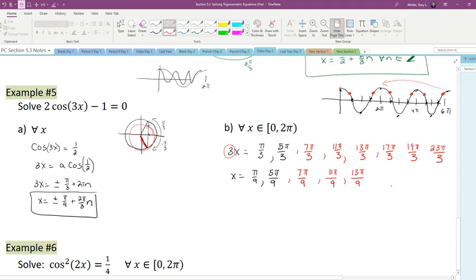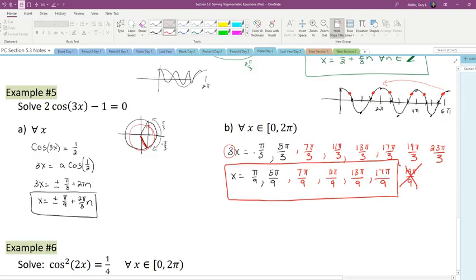Now, when are we going to stop? What's 2 pi? 18 pi over 9 is 2 pi. So this next one, that's 19 pi over 9. That's too big. So here are my answers of all of the angles that will satisfy this equation between 0 and 2 pi.